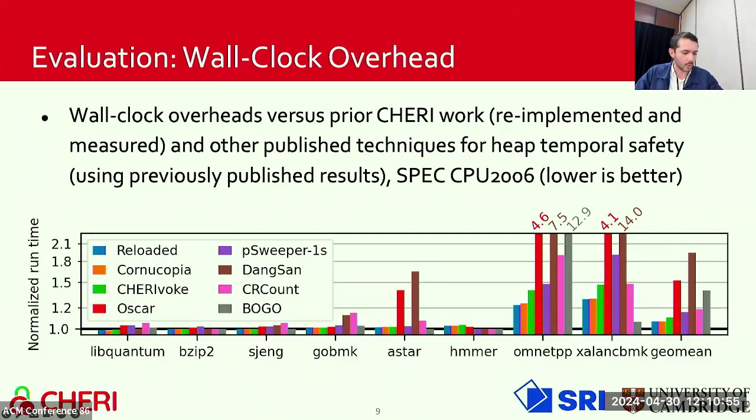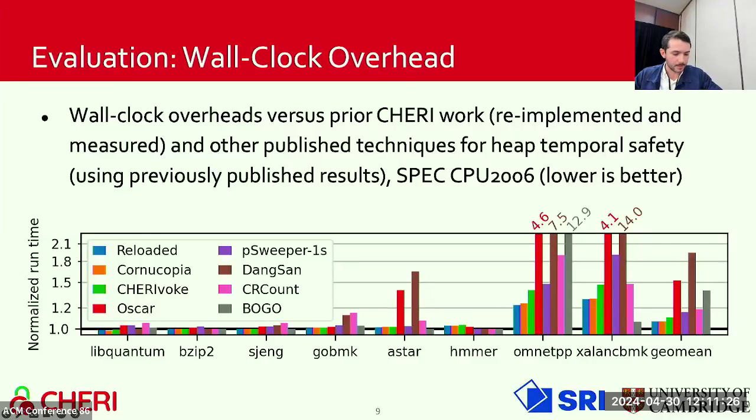Here we're looking at normalized runtime overhead on some SPEC CPU 2006 benchmarks. Interestingly, most of the SPEC CPU 2006 benchmarks don't actually hammer the heap enough to make the differences between these approaches clear. But we can see on the right, in Omnet and Xalan, the differences do show up. On the left of each bar cluster, Reloaded is in blue, Cornucopia is in orange, and CHERIvoke is in green. We see that all three CHERI-related approaches compare favorably to state-of-the-art techniques that don't use CHERI.